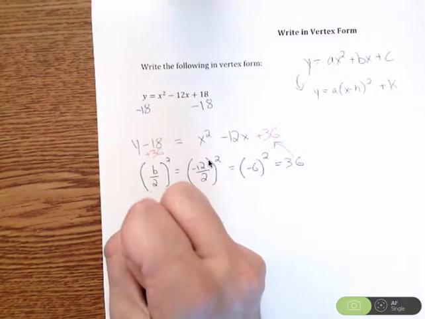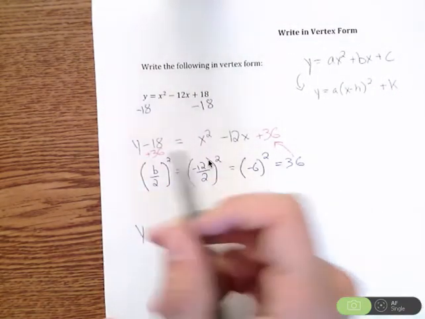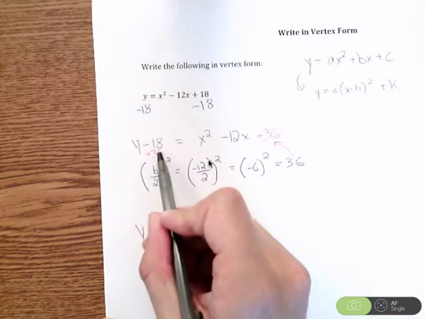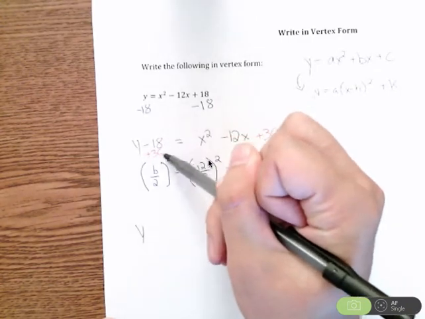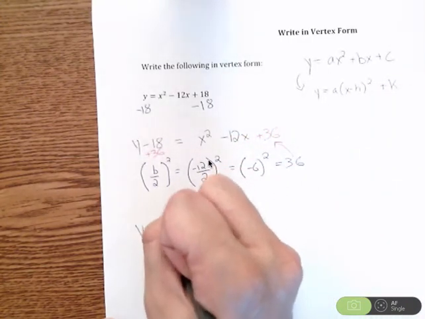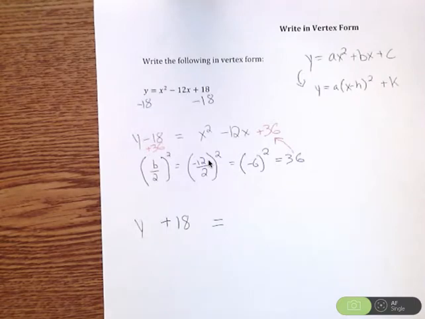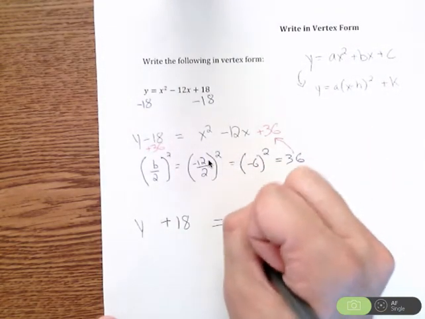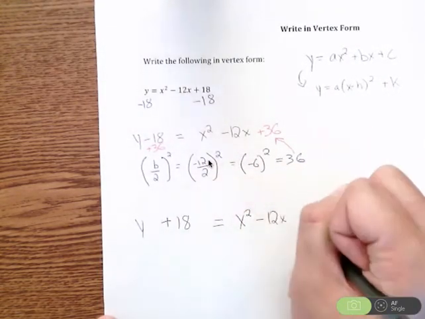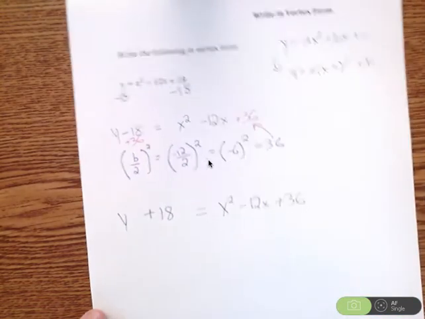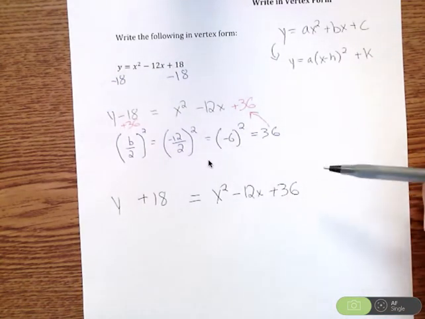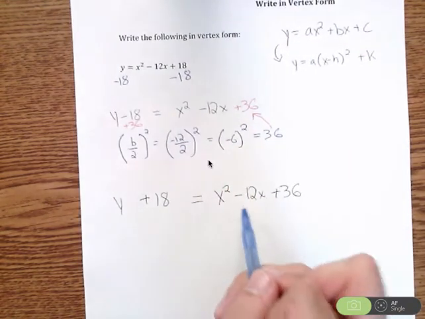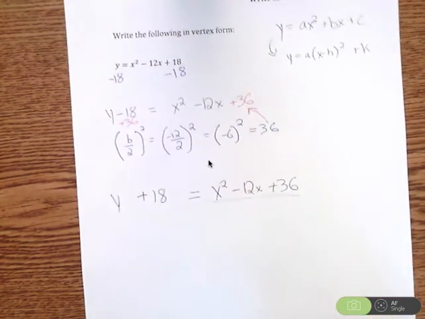So my new line: I'm going to have y minus 18 plus 36. Negative 18 plus 36 gives me positive 18 there. On the right side, I still have x squared minus 12x plus 36. It doesn't look like it, but I'm getting a lot closer to vertex form. As we did when completing the square, once we added that 36, we wanted to factor this. So that's what I'm going to do next.